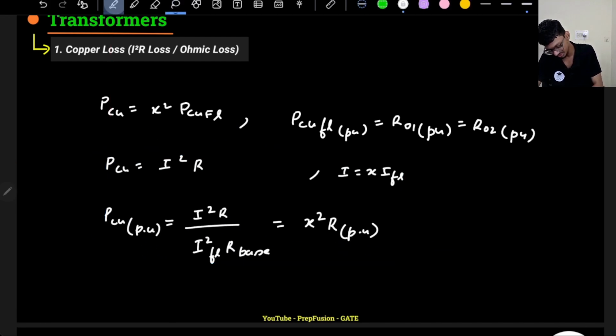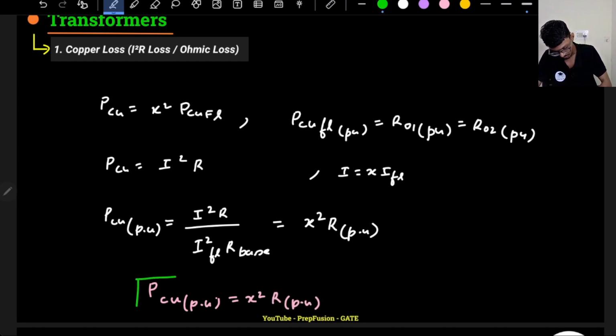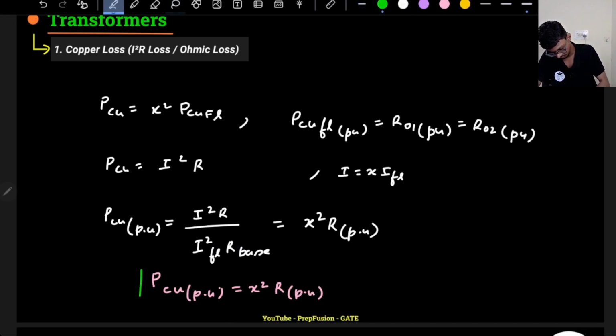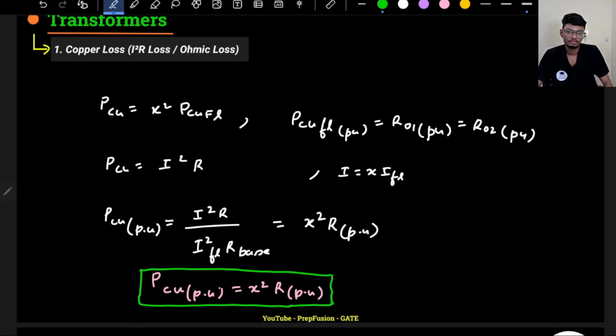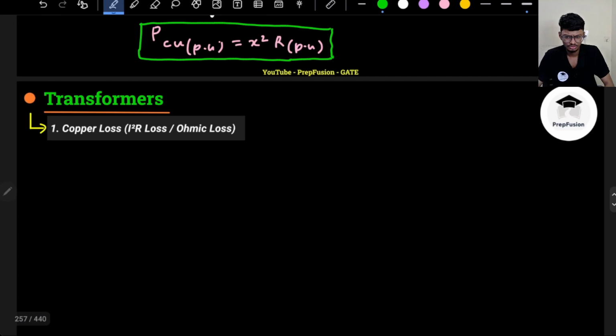You don't need to remember it, but it's good to know what the expressions are. So PCU per unit will be x square into RPU. So that is the case over here. This was mainly about the copper loss, so we have finished the copper loss.